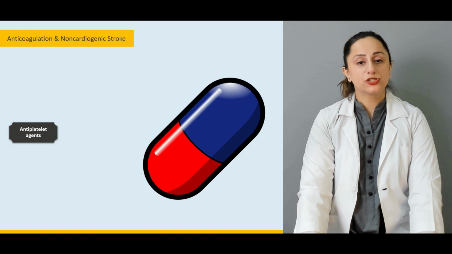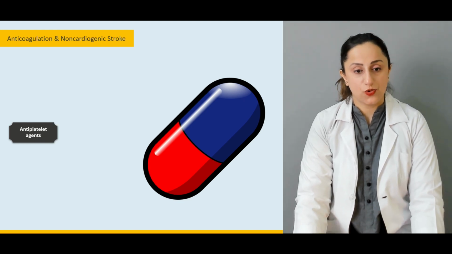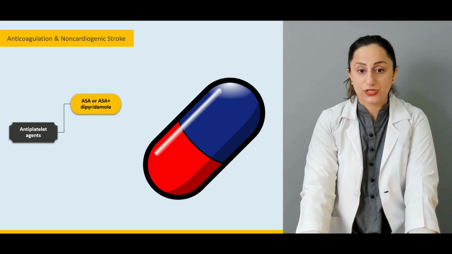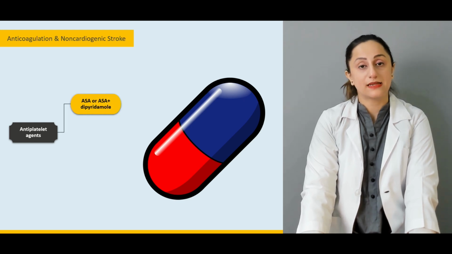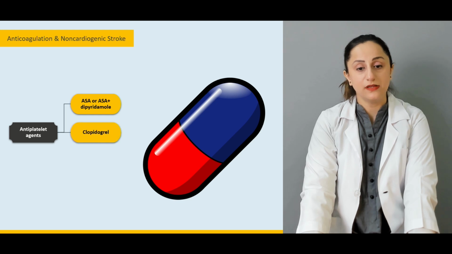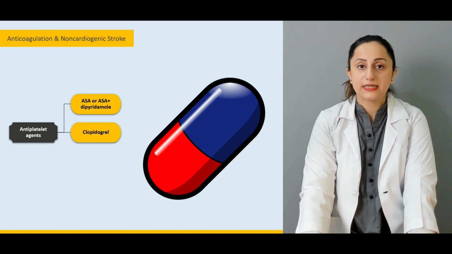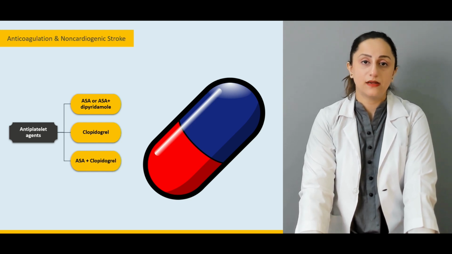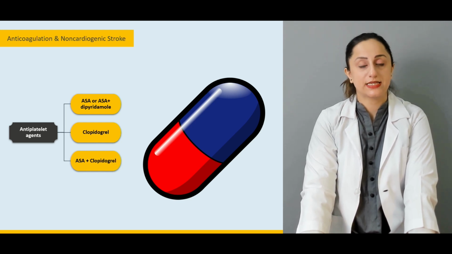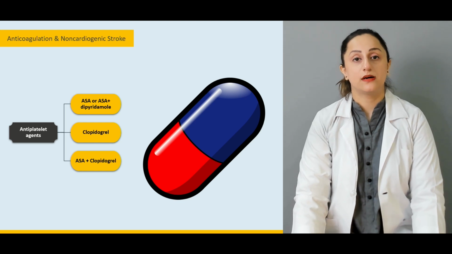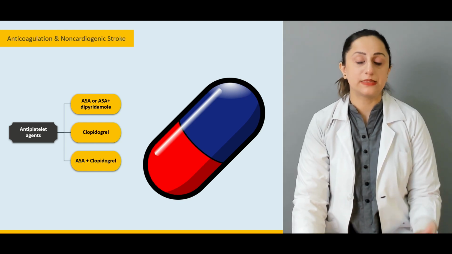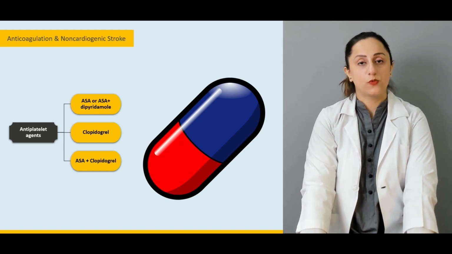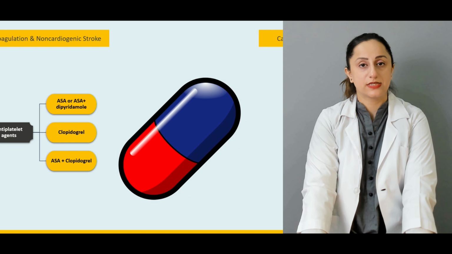For anticoagulation and non-cardiogenic stroke, we prescribe antiplatelet agents for these patients as well. An ASA plus dipyridamole is sometimes given. You sometimes couple this therapy with the use of clopidogrel, and you can also start off with an ASA and clopidogrel. So coupling up the therapies depending upon the criteria is one of the ways that you carry this out.